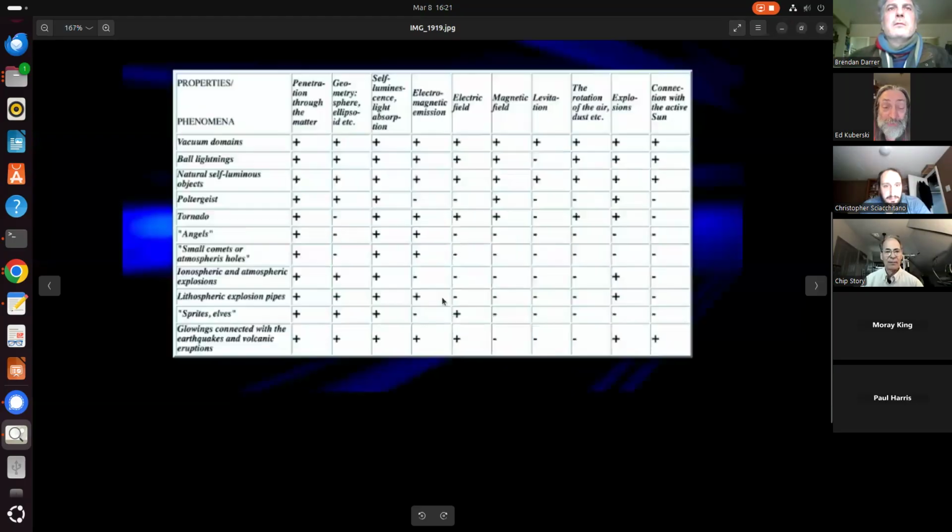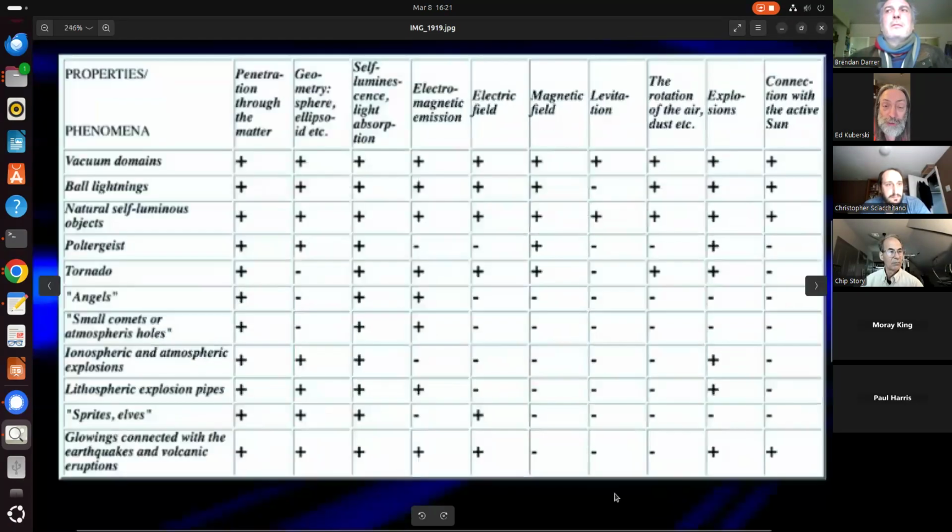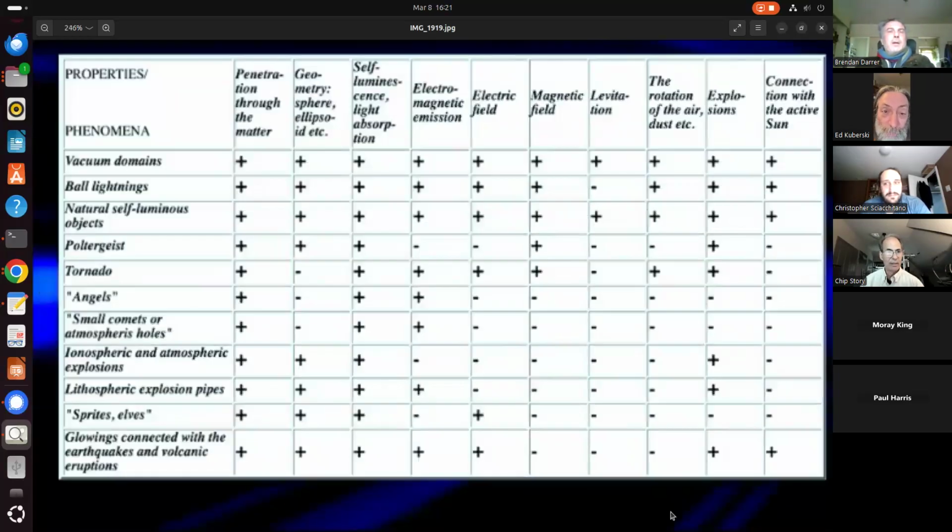Okay. And this one here, everyone should, this is like a rock star thing here. Got an Excel matrix here, essentially. Properties, description, phenomena on the y-axis. Vacuum domains, ball lightnings, etc. All the ones we just went through. Self-luminous objects, poltergeists, tornadoes, angels, blah, blah, blah. And then a description of their properties or physical expressions.